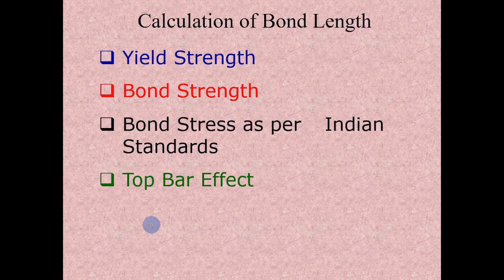So till now what we have seen is what bond length is. Now we will take one example and see how to calculate this bond length. To calculate the bond length, we should know the yield strength of the rebar and the bond strength developed between the concrete and the reinforcing surface. And to get the bond strength, we should know the bond stress, what is said in our Indian standards, and also what the top bar effect is.